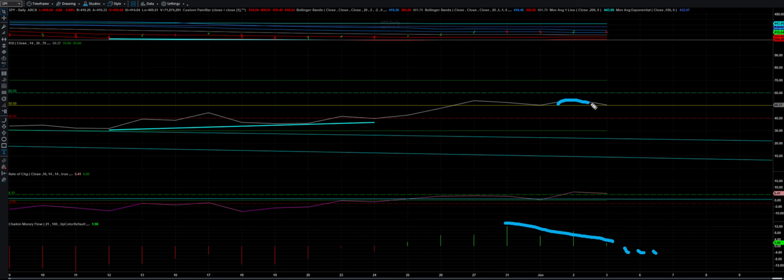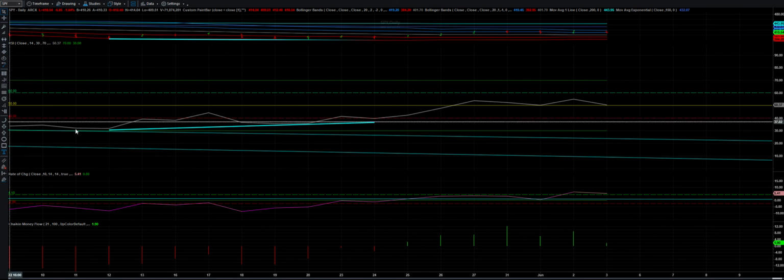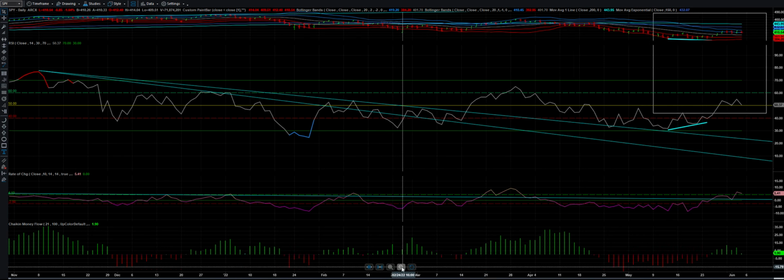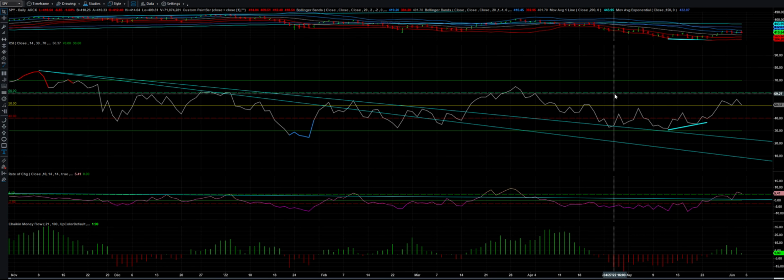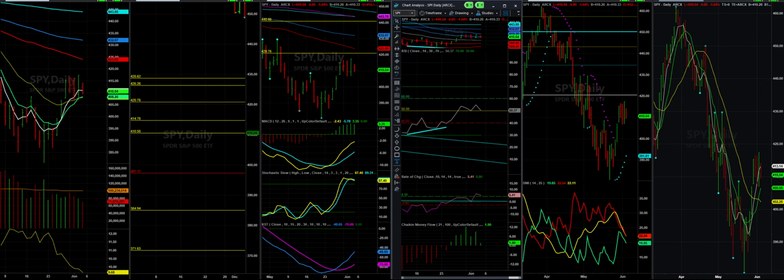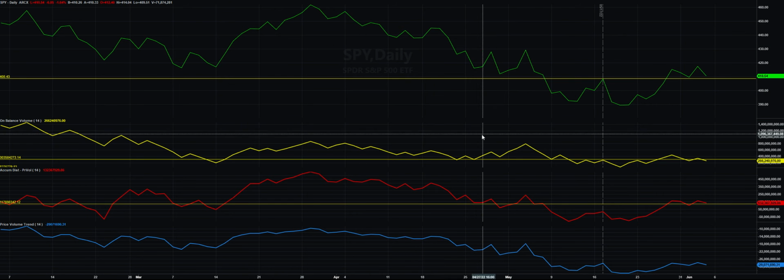So the RSI is coming down. The shaking money flow is starting to reduce. Momentum is starting to get a little lighter for the S&P, the SPY, just like we saw on the DIA. Okay, it's still to the positive side for right now, but the momentum is starting to slow. So let's look at the on-balance volume.